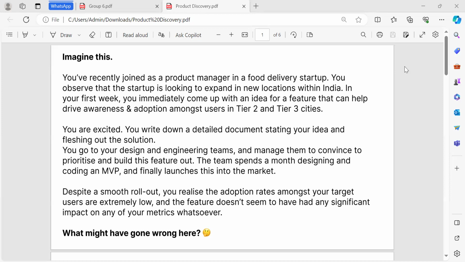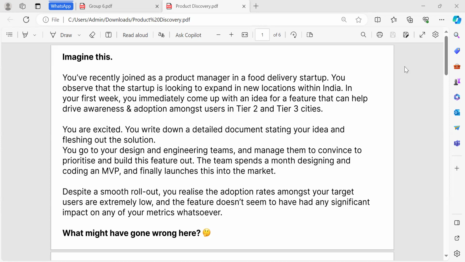And in today's concept video we will talk about a very important stage of the product life cycle, called product discovery. So let's go through a real life example to understand it better. On your screen you can see a text: you have recently joined as a product manager at a food delivery startup. The main aim of the startup is to expand within a few locations within India. So as a product manager, you immediately come up with some ideas to drive adoption amongst users in tier 2 and tier 3 cities.